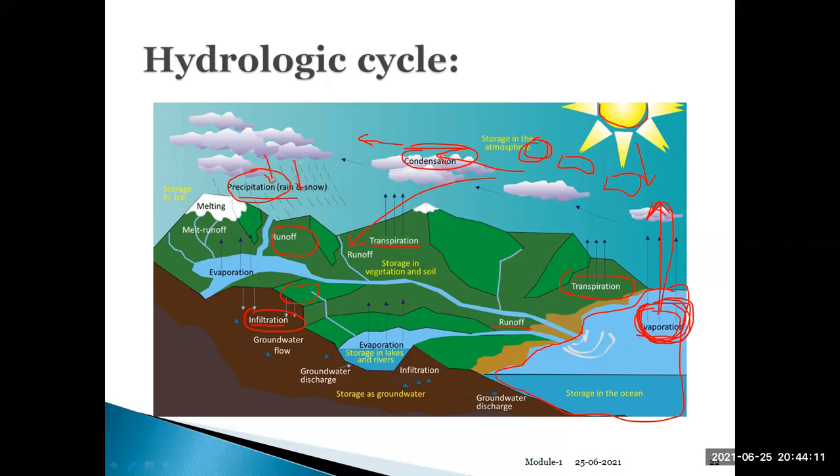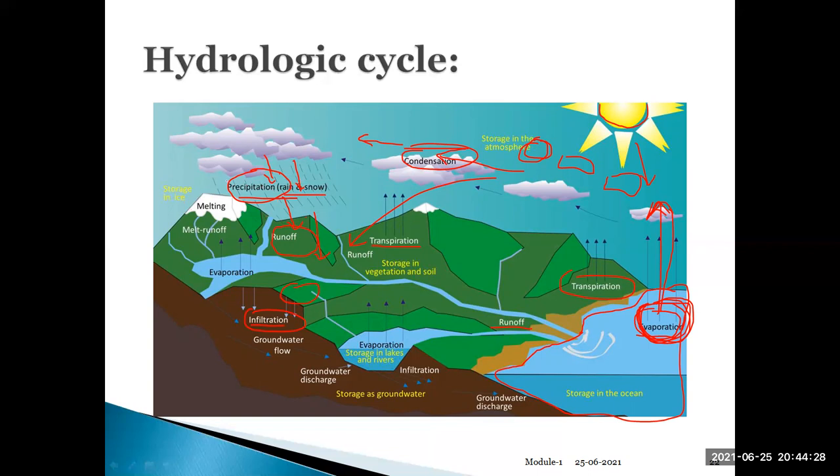After that the precipitation occurs. That is again the change of water from vapor state to liquid state, and it falls onto the ground. We have various forms of precipitation; precipitation occurs in terms of rain and snow, and we will discuss that later.